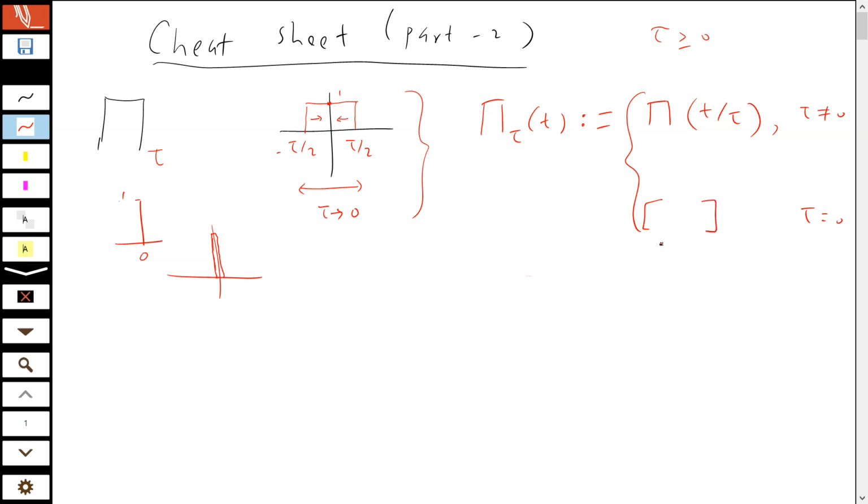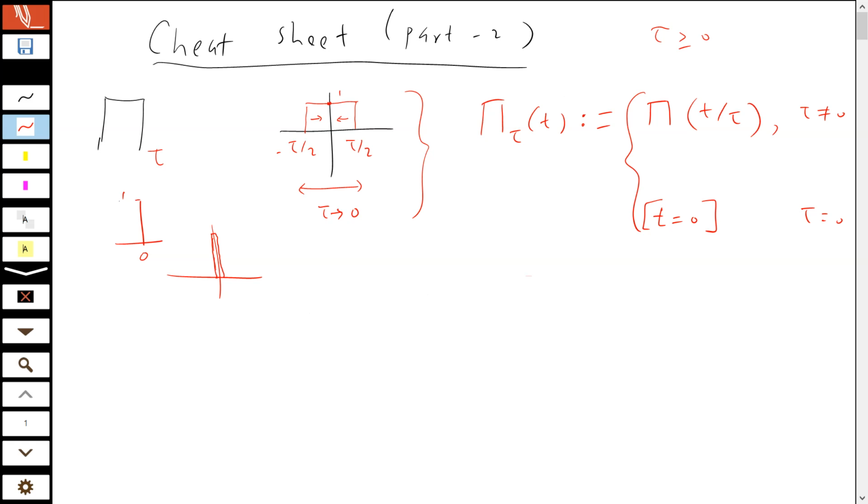And that Iverson bracket will give us 1 only when this t is 0, right? Do not confuse this requirement of small t equals 0 with this condition tau equals 0. The condition tau equals 0 means 0 width, and small t equals 0 means that the value will be 1 only at that point, not elsewhere. So now our definition is complete. This is now applicable to all non-negative values of tau.